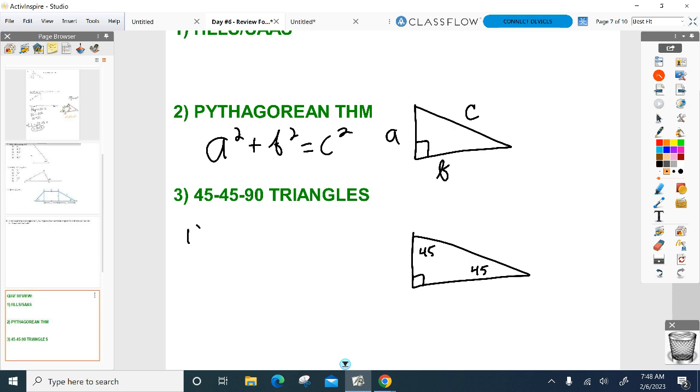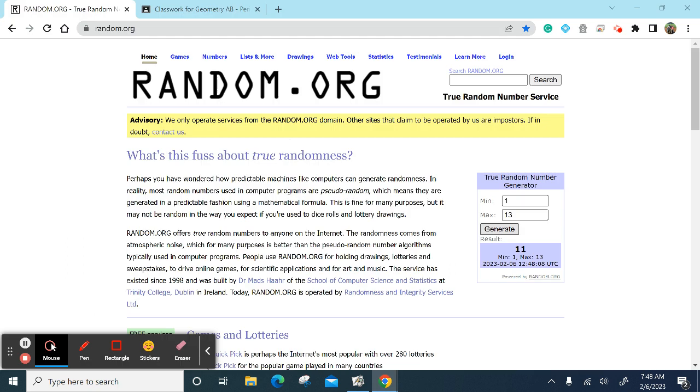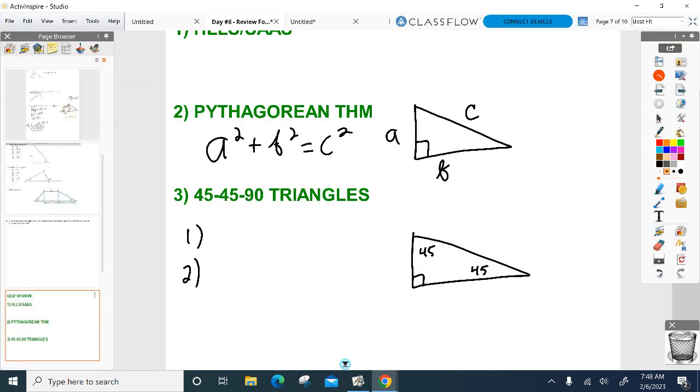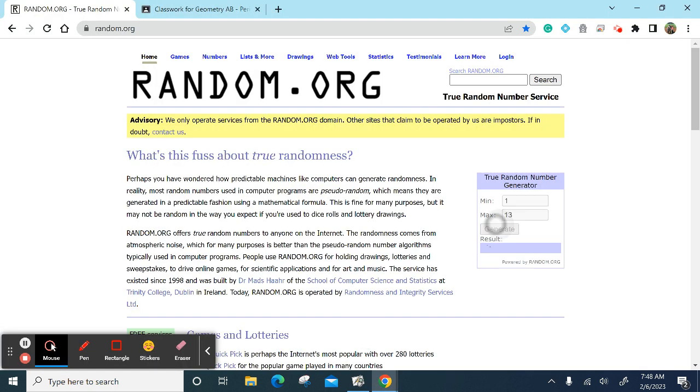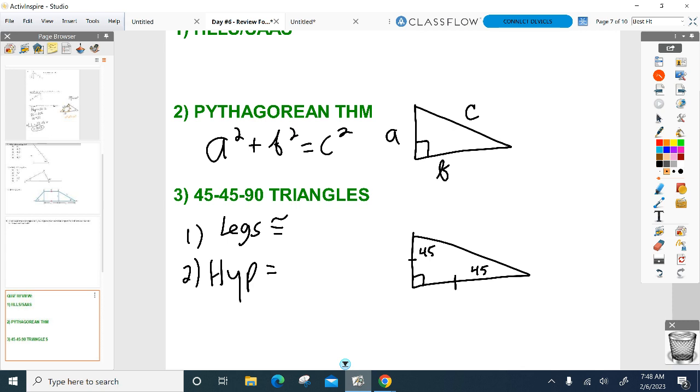Two rules. Here we go. Rule number 1: what do we know about the legs? And then how do I find the hypotenuse in a 45, 45, 90? The legs times radical 2. There we go. Pick a leg, multiply it by radical 2. Questions there?